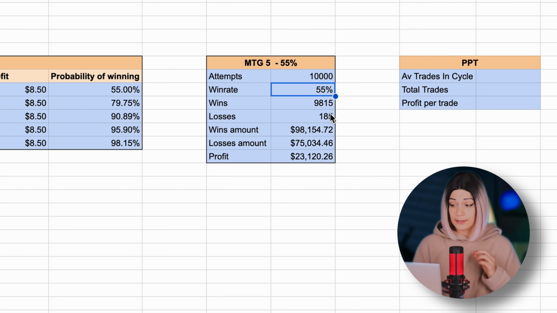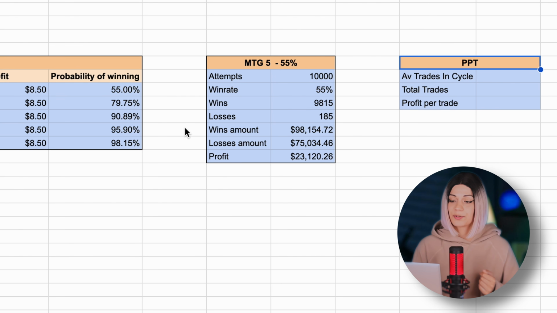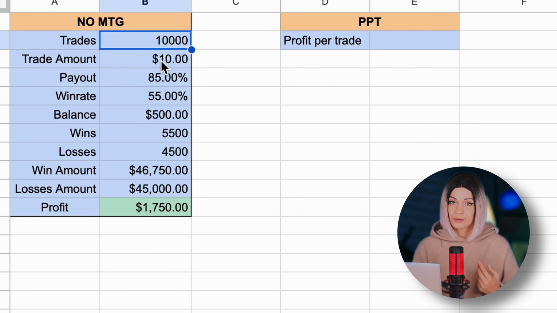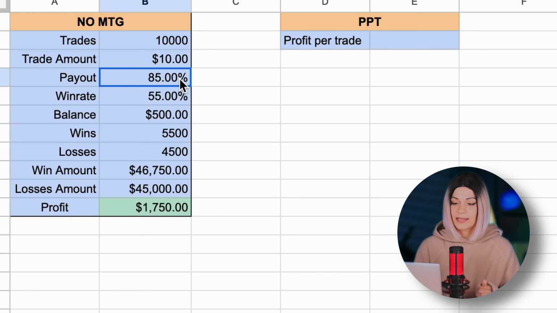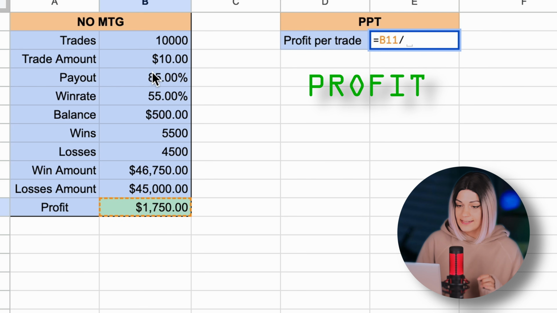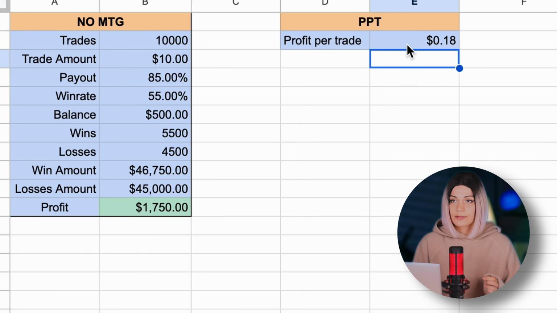Let's look at this really important thing, which is called PPT, profit per trade. Let's look at what kind of profit per trade we're going to have if we are trading with no martingale strategy, simple trading, right? So we're going to open 10,000 trades, the win rate is going to be 55%, payout 85%. We're going to get a profit of $1,750. So profit per trade is our profit divided by the amount of trades that we opened to get that profit. And generally each deal, good and bad, lost and won, is going to be 18 cents for us. The fact itself of opening a deal gets us 18 cents.